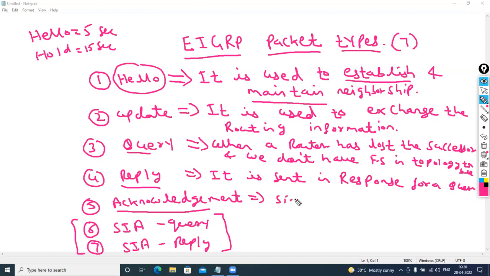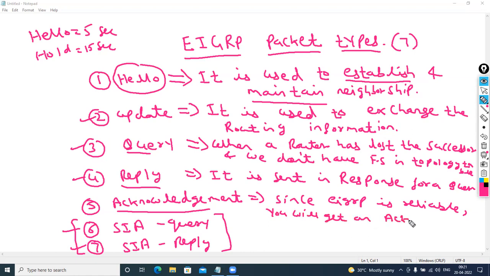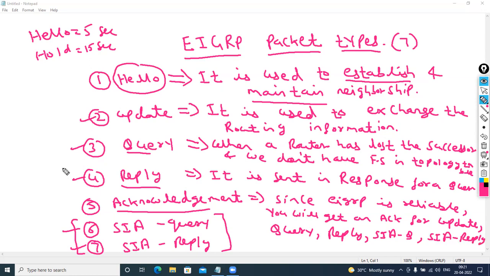Acknowledgement: since EIGRP is reliable, you will get an acknowledgement for update, query, reply, SIA query, and SIA reply. These 5 packets we call reliable packets.